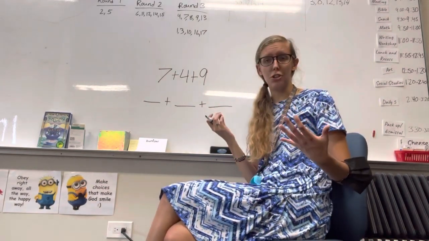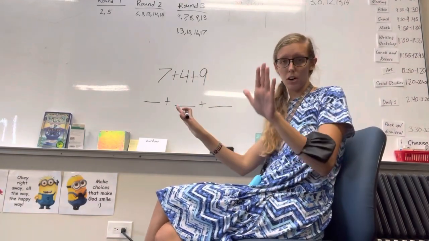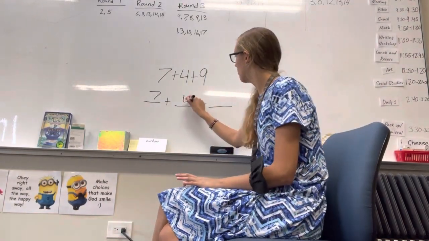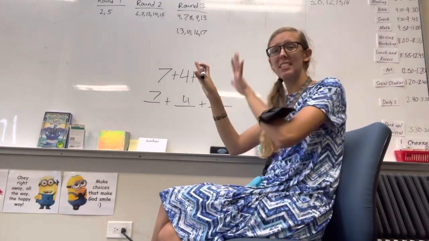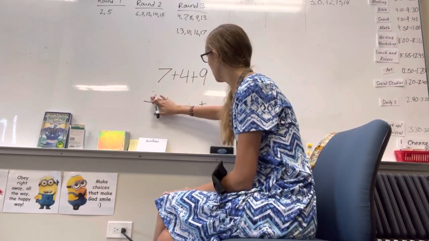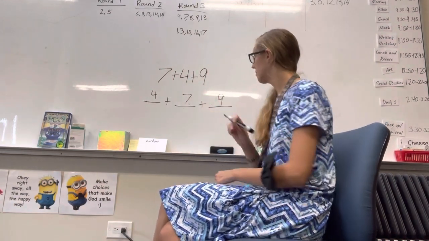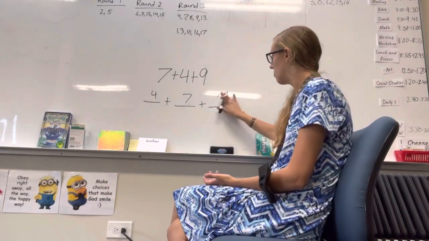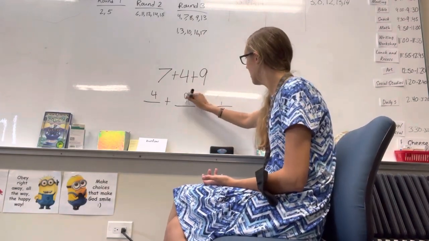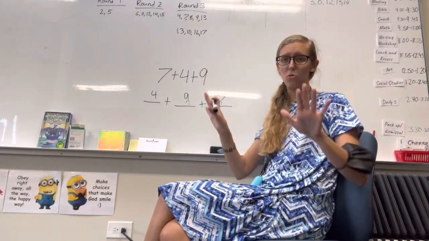And what it wants you to do is take those numbers and put them in a different order. So don't just write 7, 4, 9. I want you to put them in a different order. So you could just move them around. We could put 4 over here, we could put 7 here, and 9 here. Or we could put 9 here and 7 here. It doesn't matter, just put the numbers in a different order.